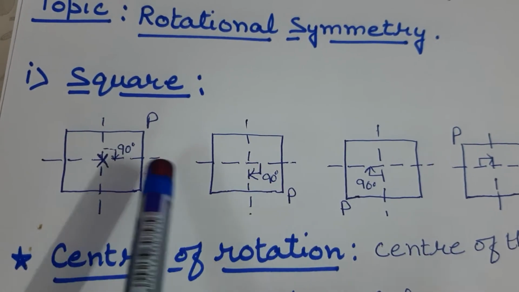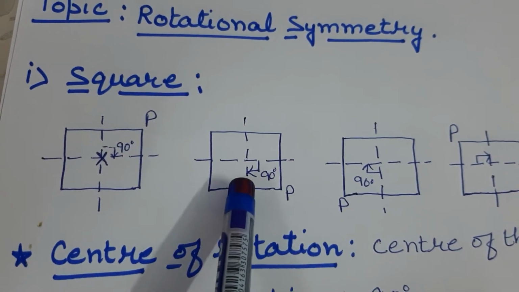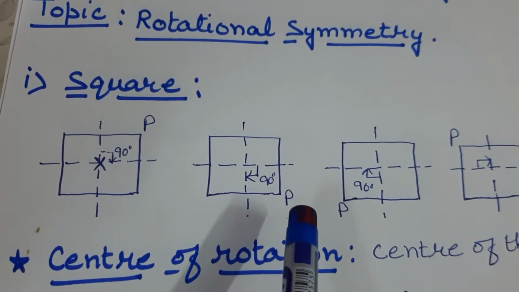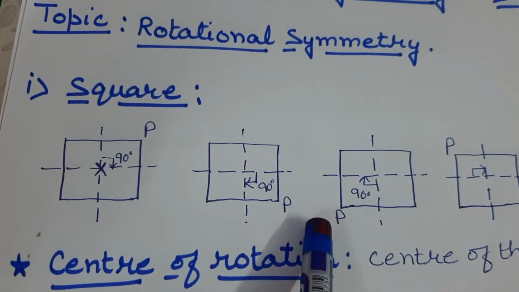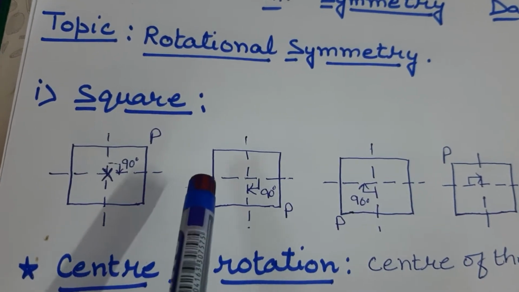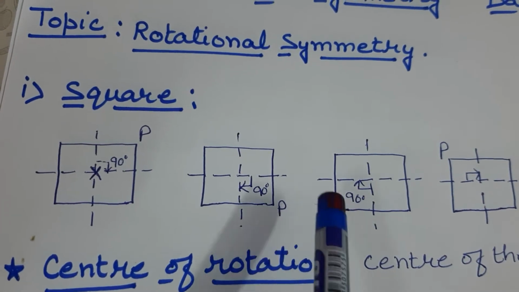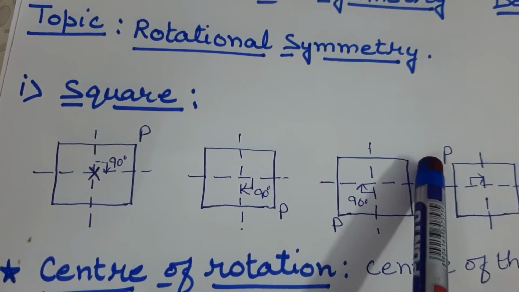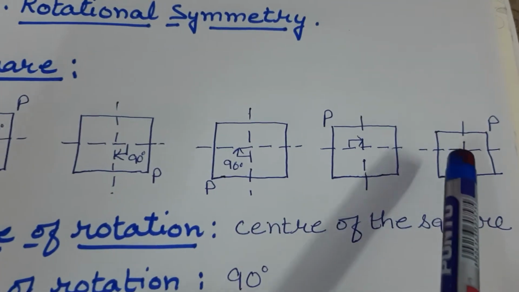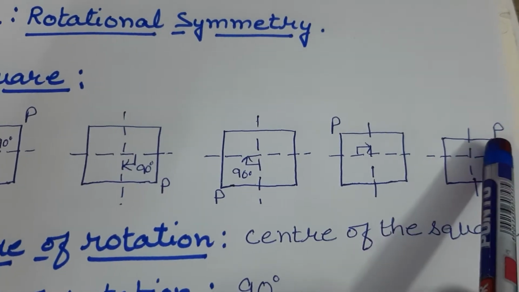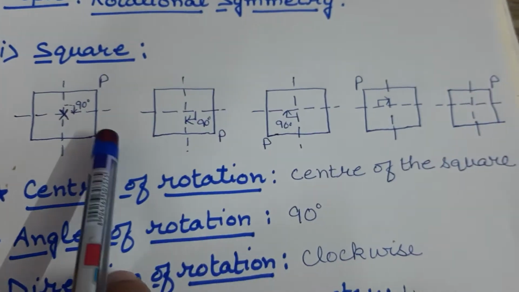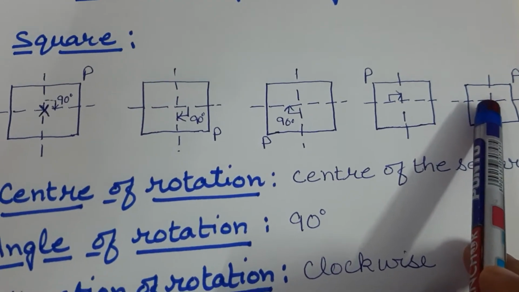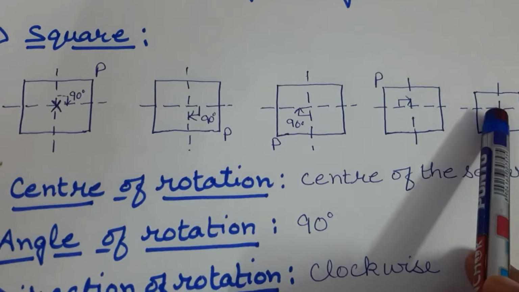So after this, if we rotate it again through a 90-degree angle, then this P will come here. Again we will rotate it through a 90-degree angle, this P will come here. Similarly, next it will come here. So if you see, now it has come to its original position, the initial position.